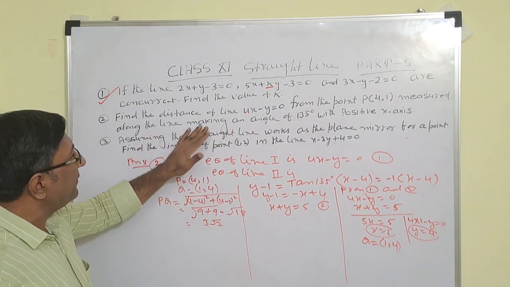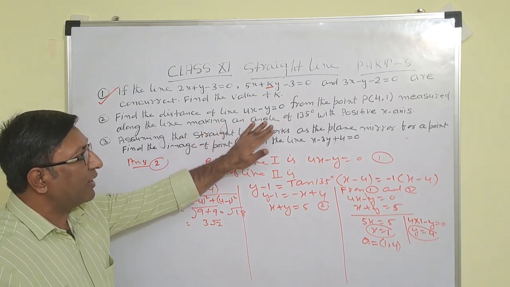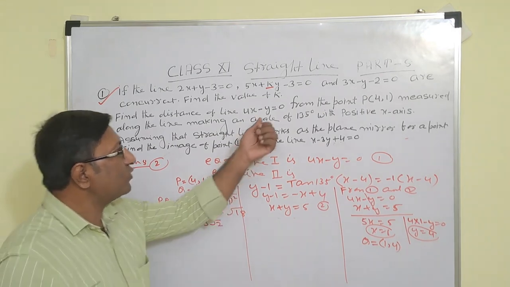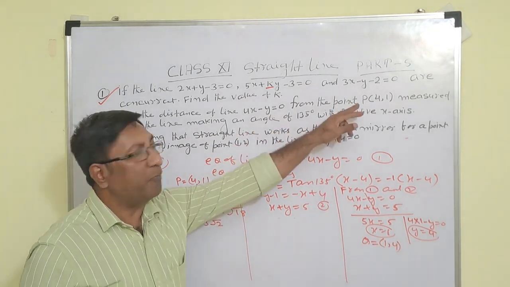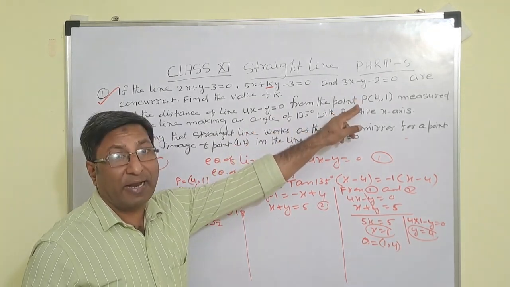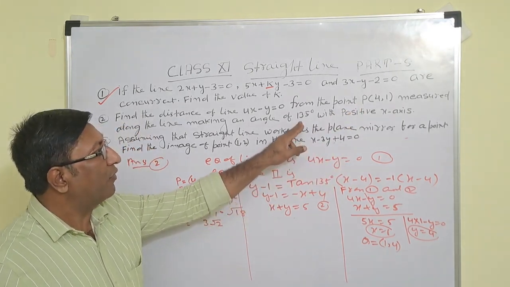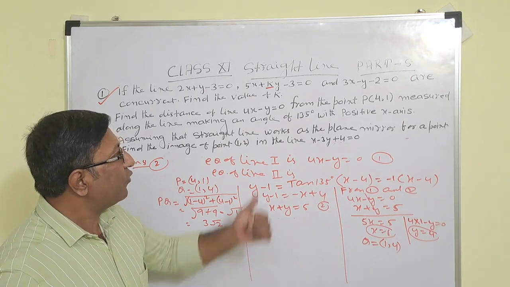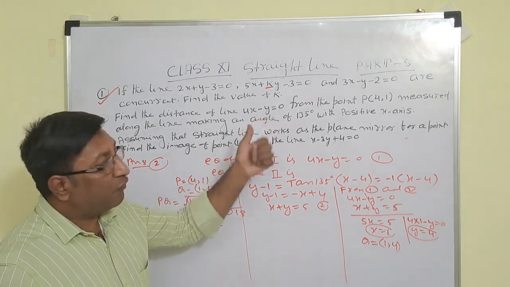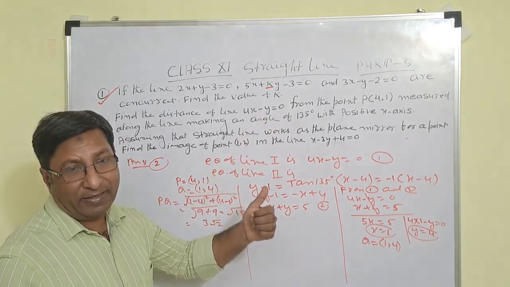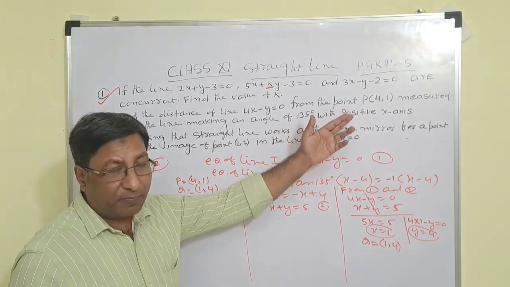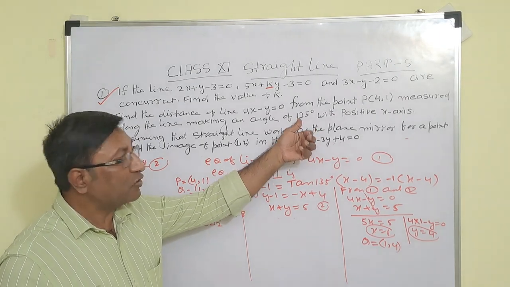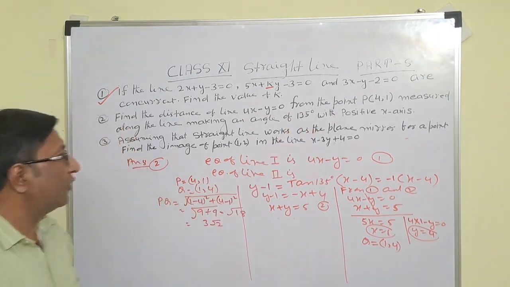Measured along the line making an angle of 135 degrees with the positive axis. So we have to find the distance of this line from this point, and this point is on a line which is making an angle of 135 degrees with the positive axis. So first you make the equation of line 1, which is given. Then find the equation of the second line, whose passing point is given, and theta is given, so we can find the slope. So using the point-slope form we can find the equation of the second line.